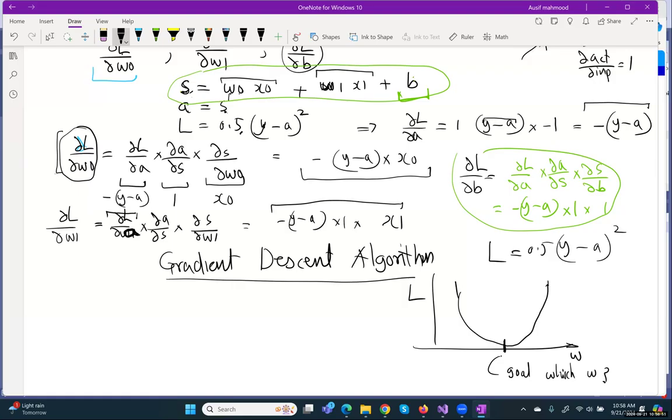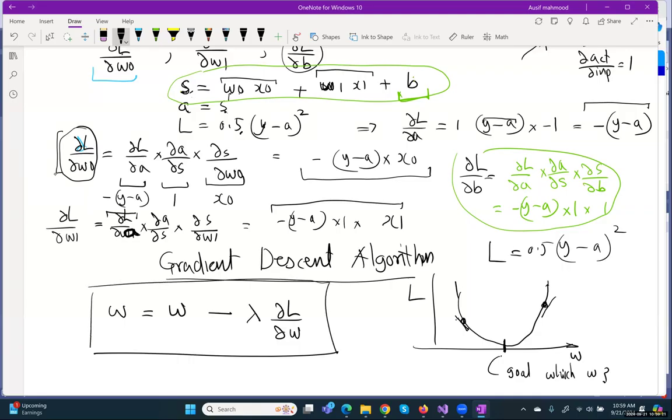Like I said, we start out by randomly initializing. If we initialize over here, then the slope is negative. If you draw the tangent, if you started W over here, the slope is positive. So the gradient descent algorithm says each W should be adjusted as W minus the learning rate times partial L over partial W. So this is the gradient descent algorithm. Intuitively, it makes perfect sense.